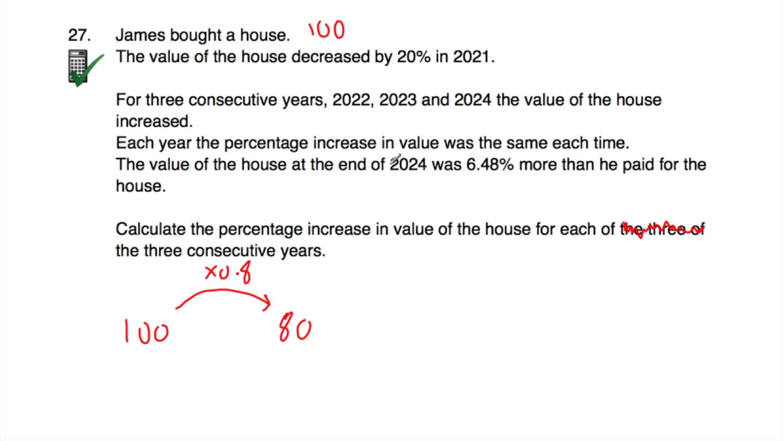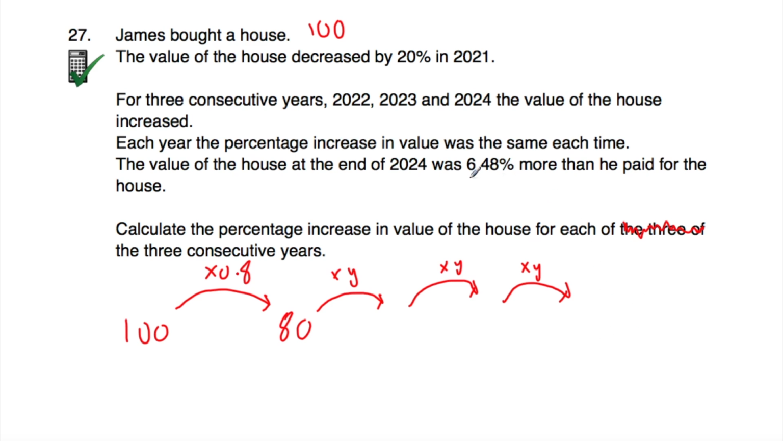And then for 3 consecutive years, the value of the house increases. So what I'm going to do is multiply by a certain value, whatever the multiplier would be, once, then again twice, then again 3 times, because whatever that increase would be, if it was 5%, you'd multiply by 1.05, 1.05, 1.05. If it was 9%, you'd multiply by 1.09, 1.09, 1.09. But we don't know what the percentage or the multiplier is yet, so I'm just going to call it y and y and y.